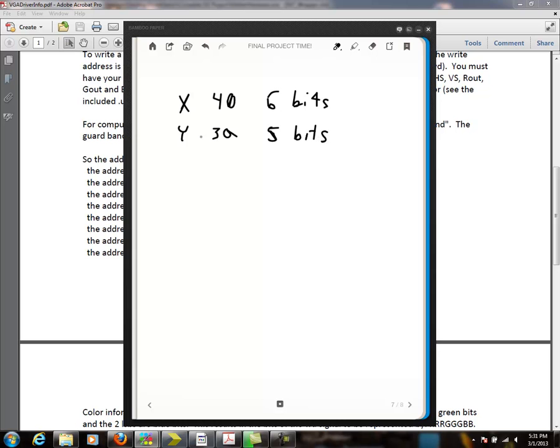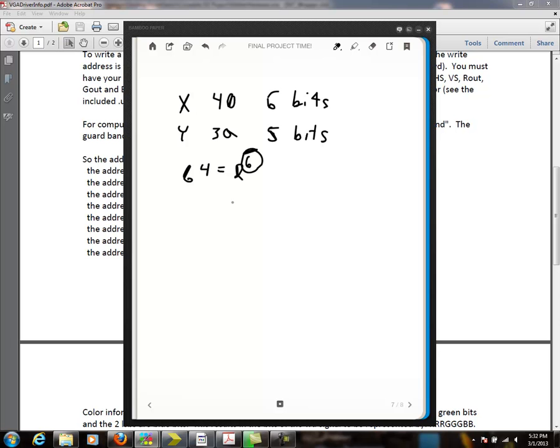Now remember, the Y we have to multiply by 64. Now remember, 64 is equal to 2 to the 6. So multiplying by 64 is the same thing as shifting this Y address value 6 bits to the left.